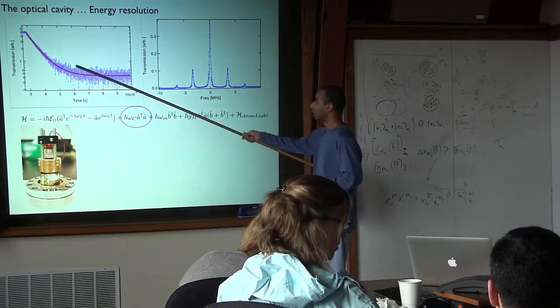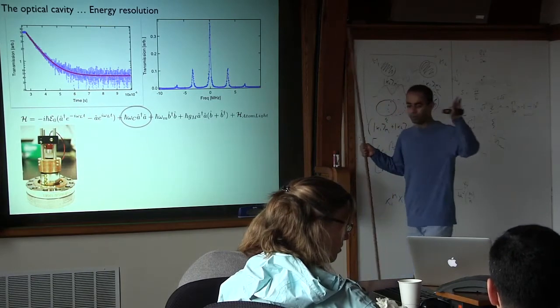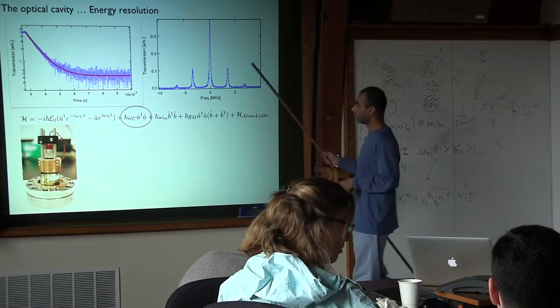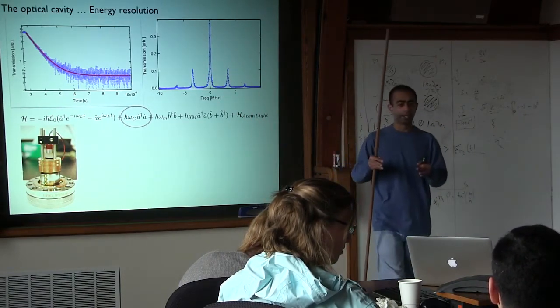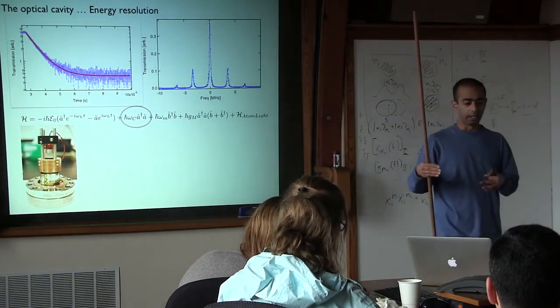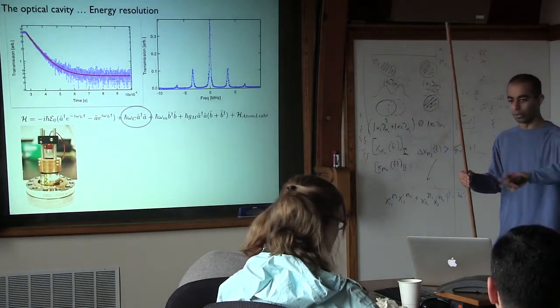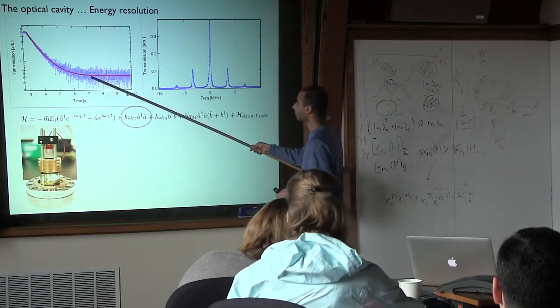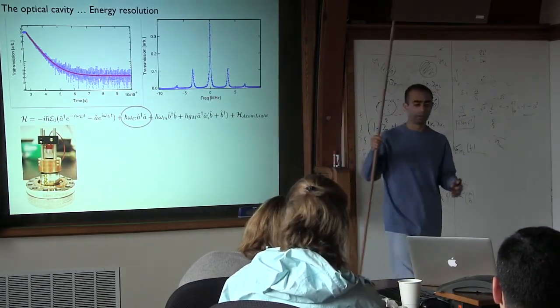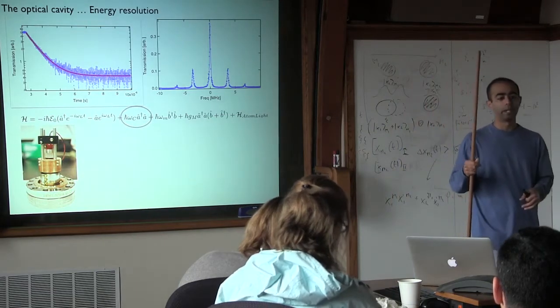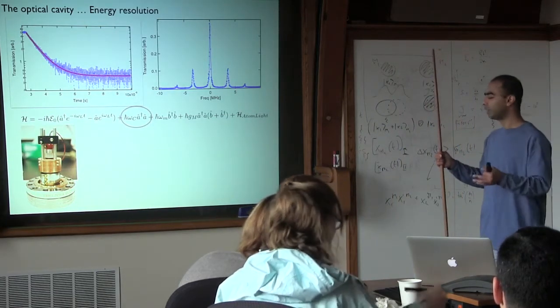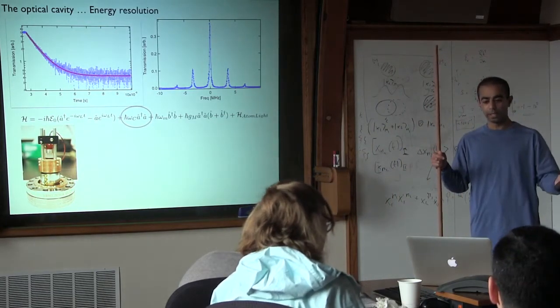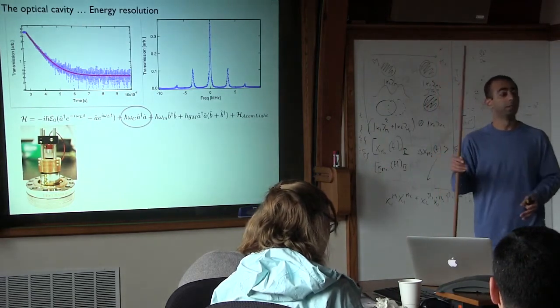So this is just a cavity ring down, very much like a mechanical ring down. We can do an optical ring down where we fill the cavity with light and then detune the drive from resonance and watch the photons leak out of the cavity. And so this gives us a decay time on the order of a few microseconds, or a line width on the order of anywhere from 50 kilohertz to 250 kilohertz.